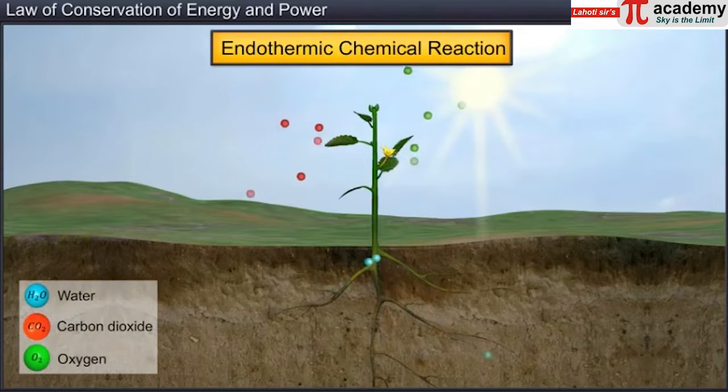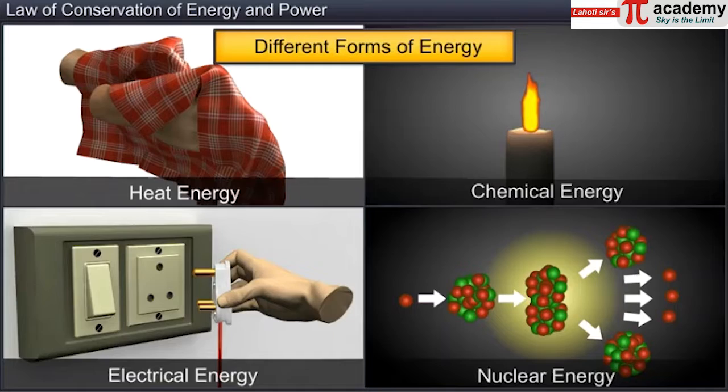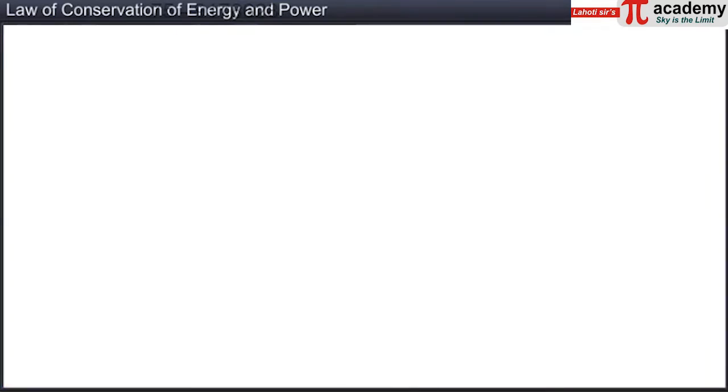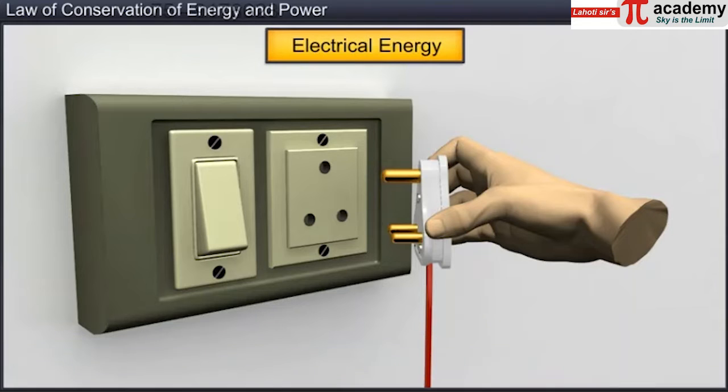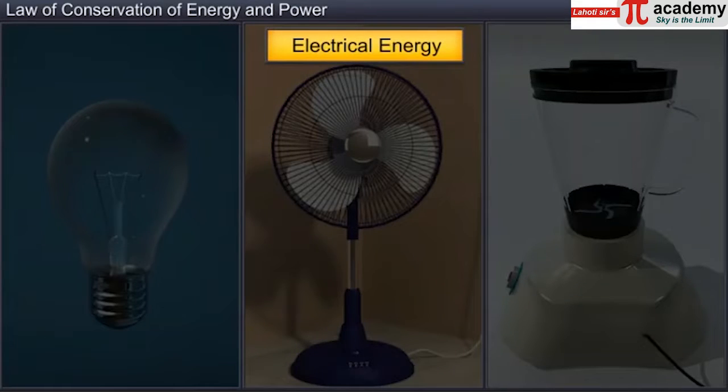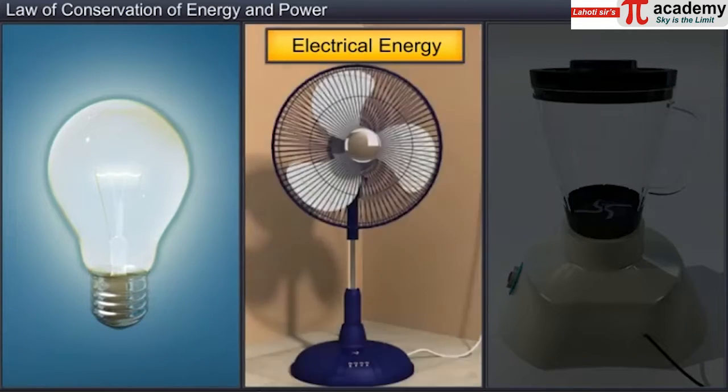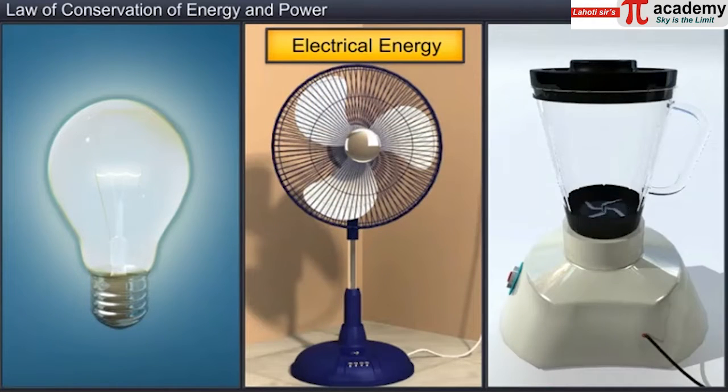Chlorophyll acts as a catalyst in the process of photosynthesis. In this case, the energy required for the reaction comes from sunlight. Now, let's understand electrical energy. Electricity is the most convenient form of energy. Electricity is a manifestation of electrical energy and is responsible for running many of the devices in our daily lives, such as electric bulbs, fans, grinders, etc.